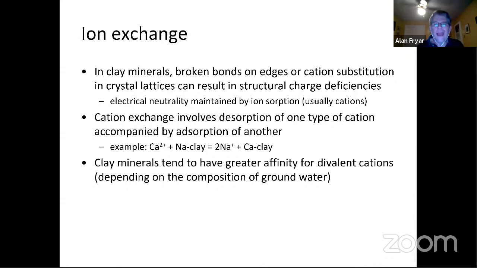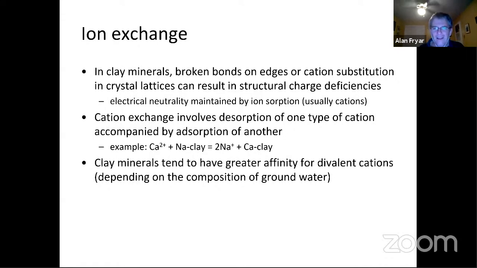And so what happens is there can be broken bonds on the edges where there may be a residual charge, and the broken bonds tend to result in pH-dependent charge. But there can also be, for some clay minerals, crystal lattices that have defects. So you may be familiar with the term defects with semiconductors, where you're talking about silicon and you're doping silicon compounds to basically compensate for an atom of a particular element substituting. Well, that happens in clay minerals as well.